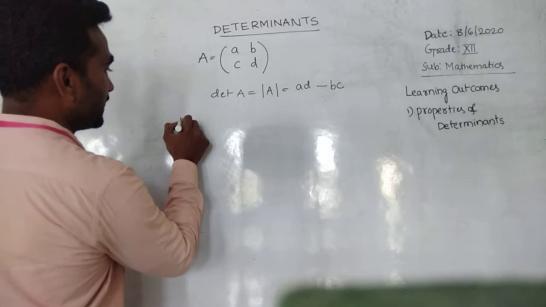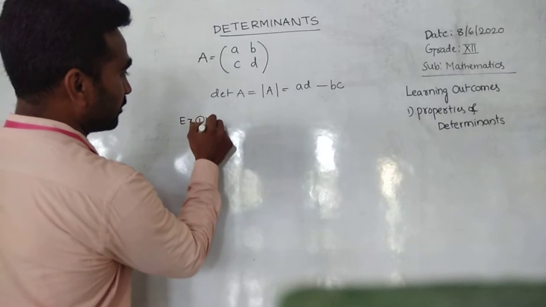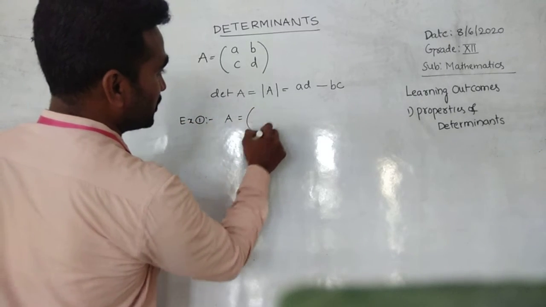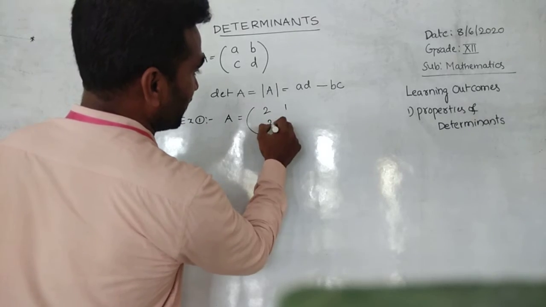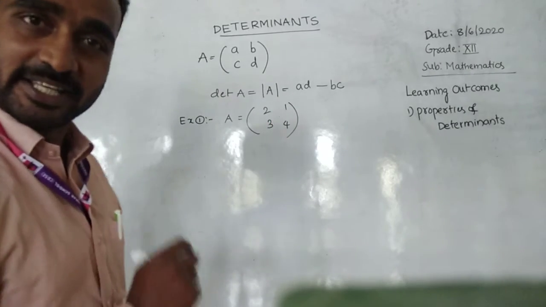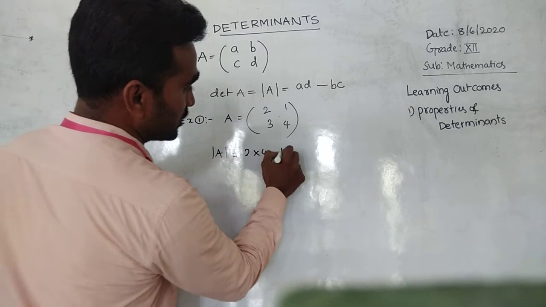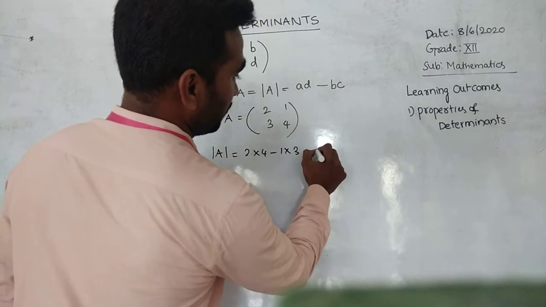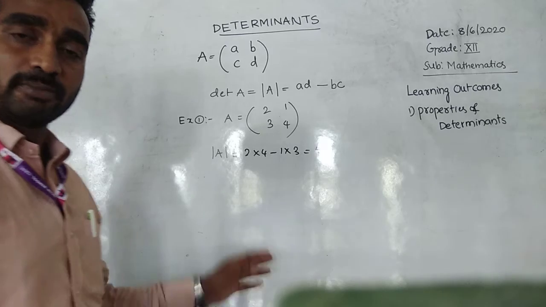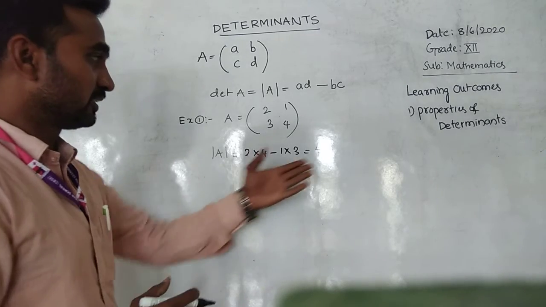For example, example 1, how to find the determinant of matrix A, where A is equal to [2, 4; 1, 3]. Find the determinant of matrix A. Now |A| is equal to 2 into 3 minus 4 into 1, that is 2. The determinant of the 2 by 2 matrix A is 2.